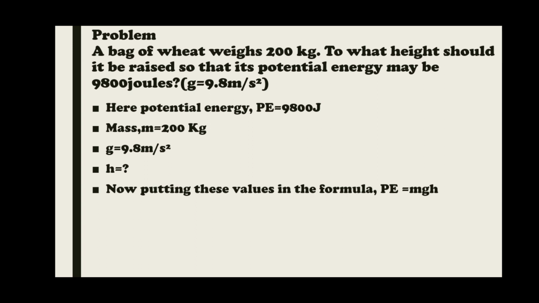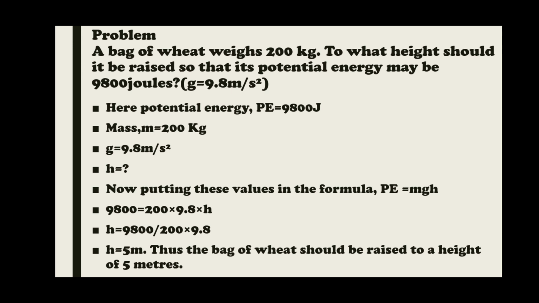We have the formula PE equals mgh. Now putting these values in this formula, we can write it as 9800 equals 200 into 9.8 into h. That is, h equals 9800 divided by 200 into 9.8. h equals 5 meters. Thus, the bag of wheat should be raised to a height of 5 meters.